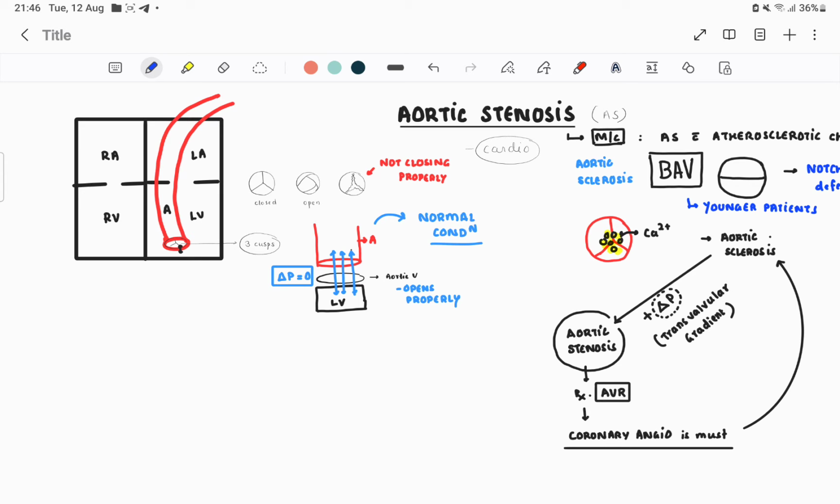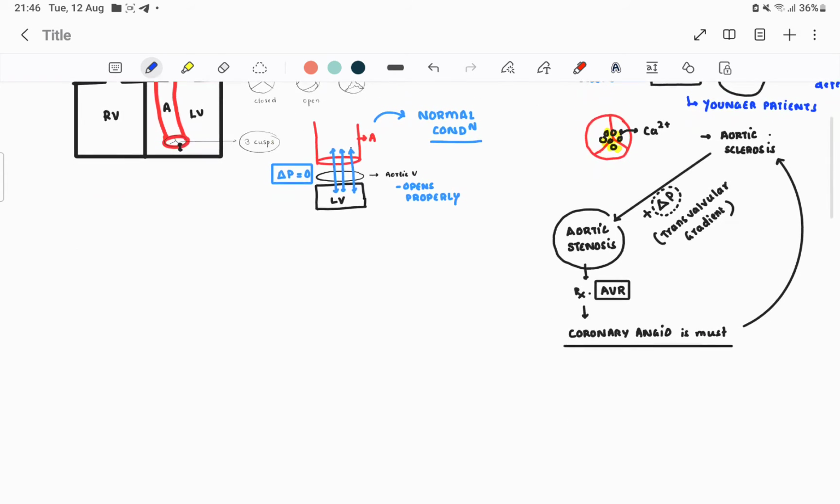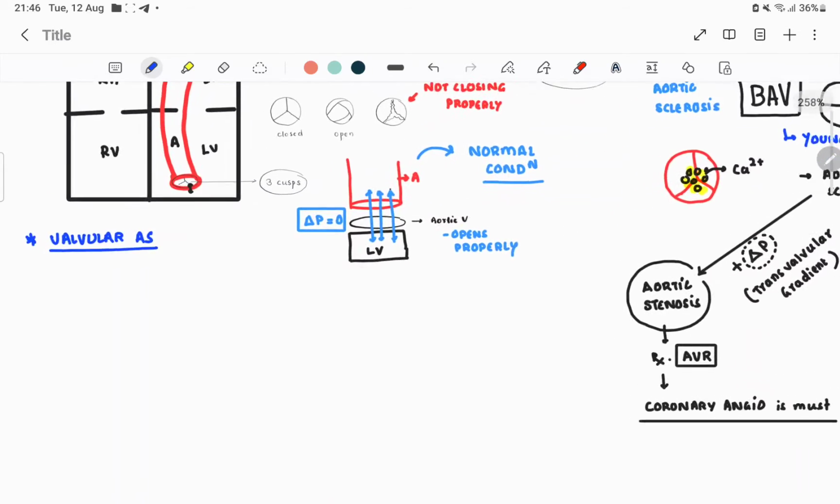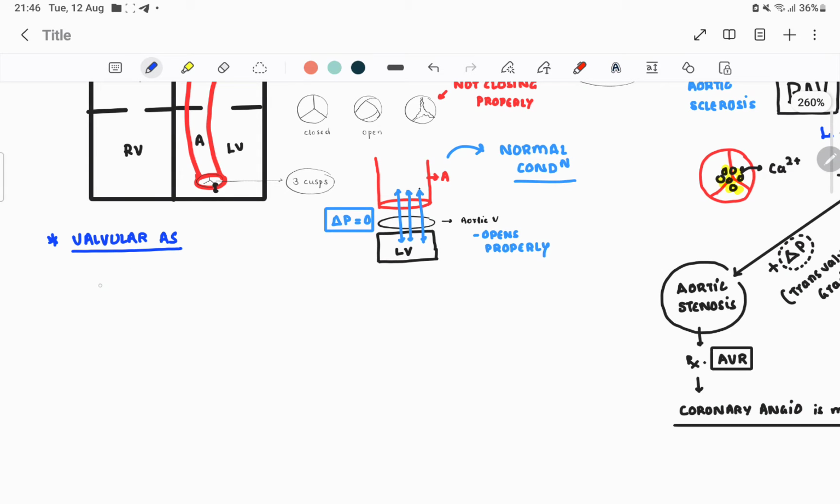Now we'll move to a little bit more detail and we'll talk about our main topic, that is valvular aortic stenosis. If I talk about valvular aortic stenosis, we can classify it into mild degree, moderate degree, severe degree, and we have an entity called very severe.